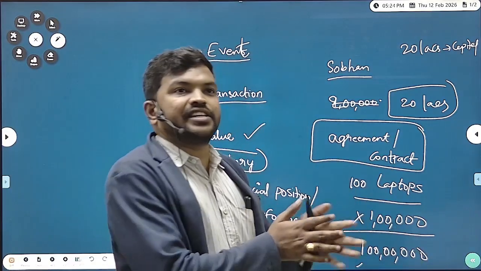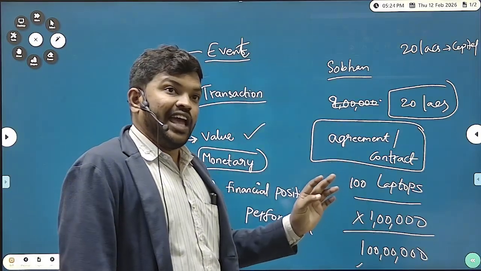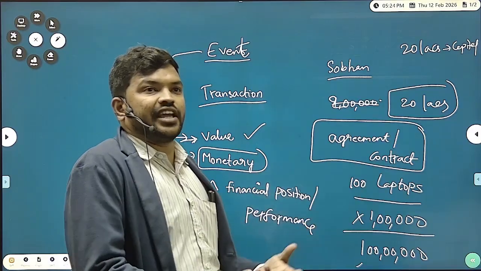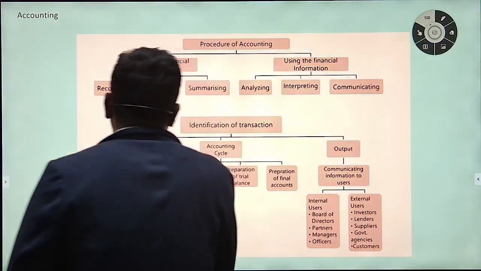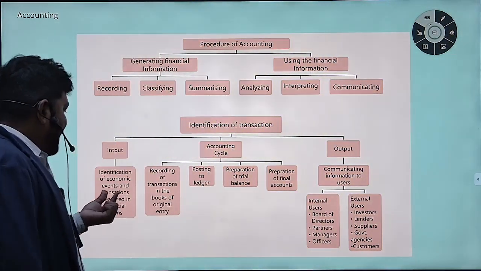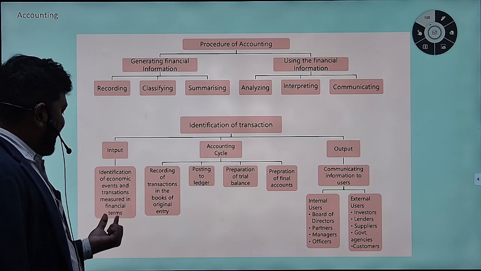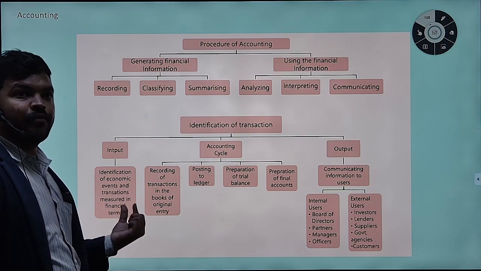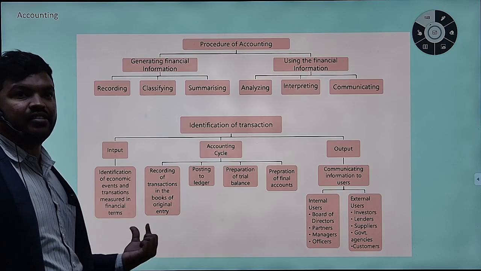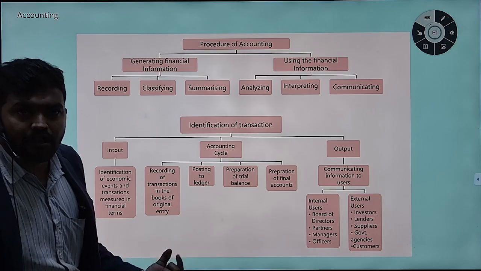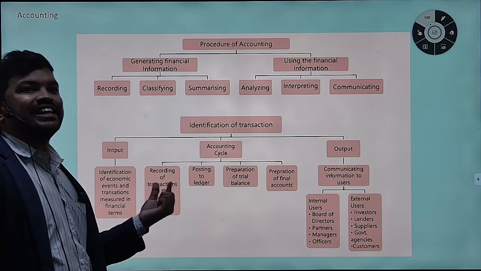Clear with the basics, what qualifies as input. What is the prerequisite to qualify for going into accounting? First it should be a transaction, okay? Next. Now coming to this point again. Therefore, identification of economic events and transactions measured in financial terms. Identify, first step, very very important. Identify events and transactions. You should identify first. Then recording of only transactions, not events.